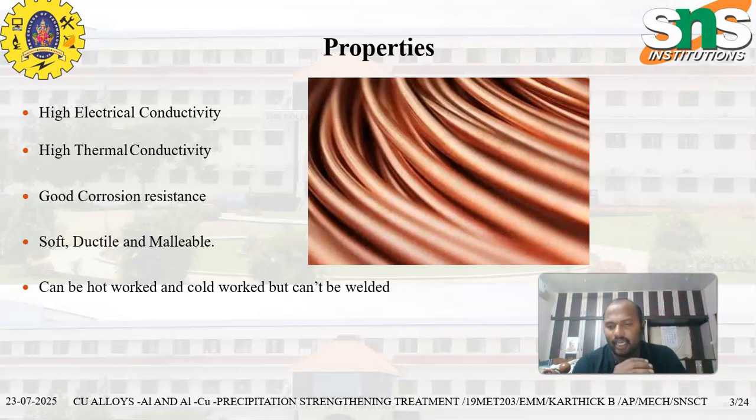once you keep it in still air, if it is in contact with the air, it will form a layer on the outer surface, like we are wearing gloves over our hand. This helps to avoid contact between the outer atmosphere and the material's outer surface, so that the corrosion resistance increases. That is the major reason why copper is predominantly used in industry and engineering applications.